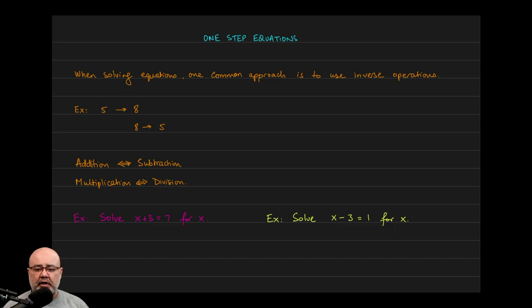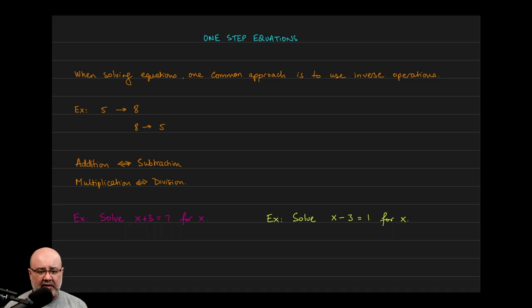In this video, we'll start talking about how to solve one-step linear equations, or just one-step equations. These are going to be the very, very easy end of the spectrum, but hopefully a good foundation here will help us solve some of the more complicated questions we're about to run into. When solving equations in general, not just linear equations, a very common approach is to use inverse operations. At this stage, we're just going to talk about two sets of them, or four operations that are inverses of each other.